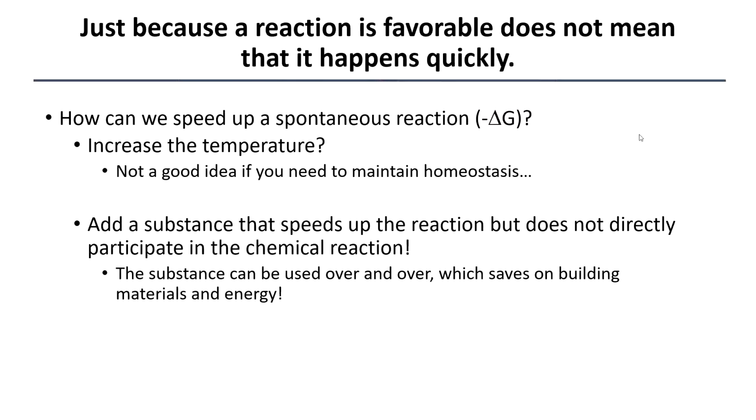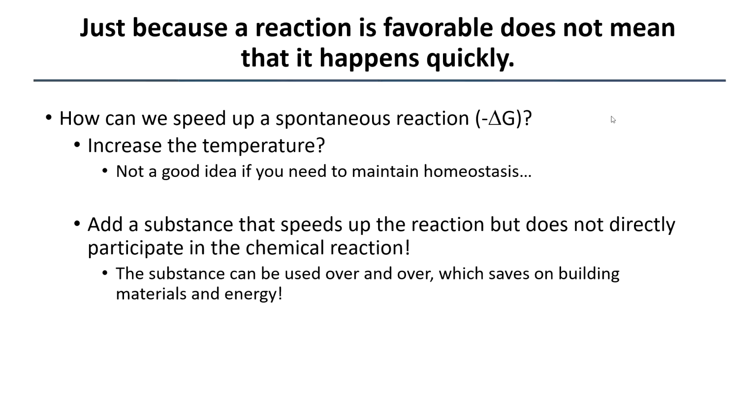Is it the temperature? Because we know that you can increase temperature to speed up a spontaneous reaction or make a delta G more negative. You can increase the temperature to do that. However, we are living creatures, and if you increase the temperature of our bodies, we'll no longer be able to maintain homeostasis. Our cell membranes would fall apart. Our enzymes would unfold. Those structural proteins that hold together our cytoskeletons would fall apart. And so we can't increase the temperature to process glucose.